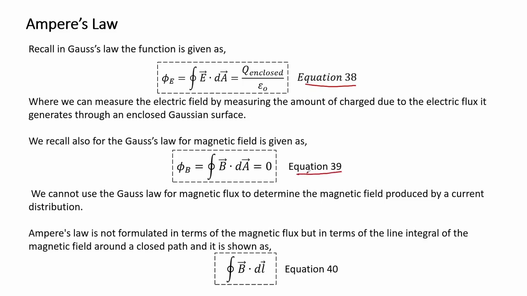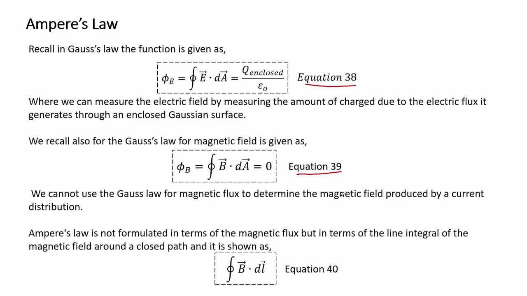Comparing the two types of Gauss law, the Gauss law for electric flux relates electric fields and the charge distributions, which allows you to obtain the electric field value. However, the Gauss law for magnetic fields does not relate magnetic fields and current distributions, and the magnetic flux at any closed surface is always zero. So we cannot use the Gauss law for magnetic flux to determine the magnetic field produced by a current distribution.